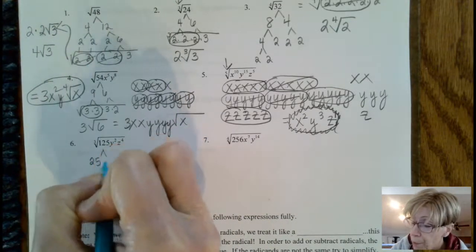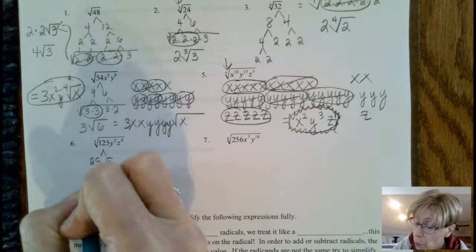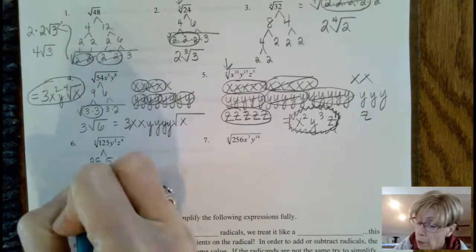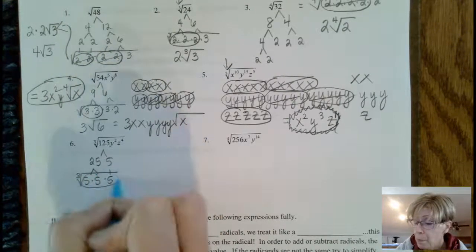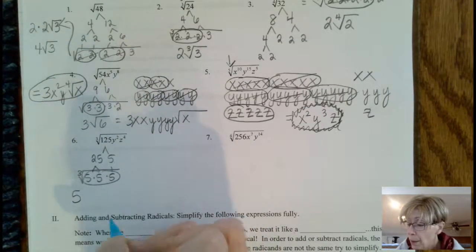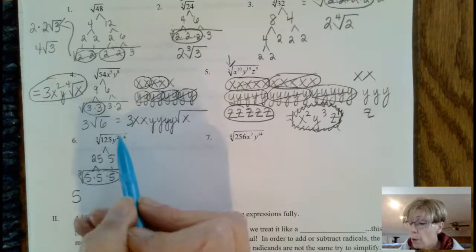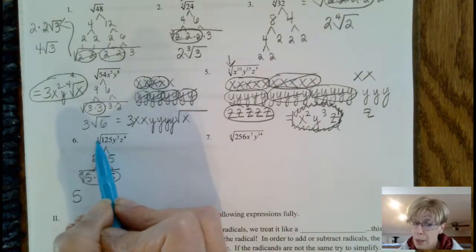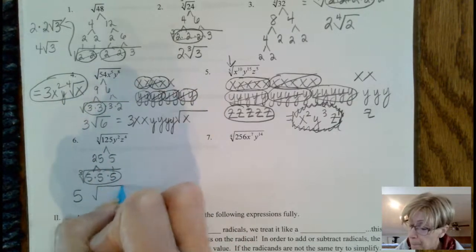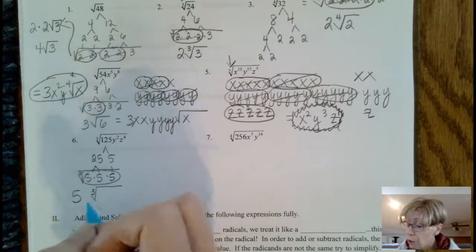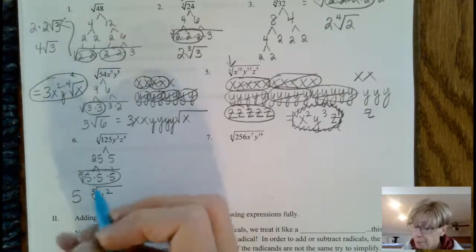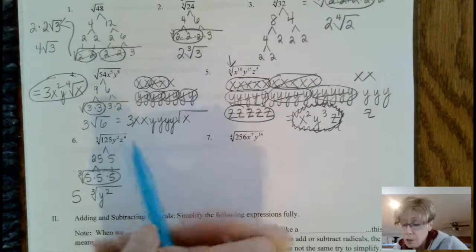125 is 25 times 5, which is 5 times 5, and we can carry this down. We are looking for 3 of the same to take out 1, so this is going to be 5. The thing is, for the y's, we have 2 y's, but we need 3 of them to take out 1. I'm going to leave a little space just in case there's a z. Don't forget to write that little 3 in the check mark part of the radical. So y squared is going to remain.